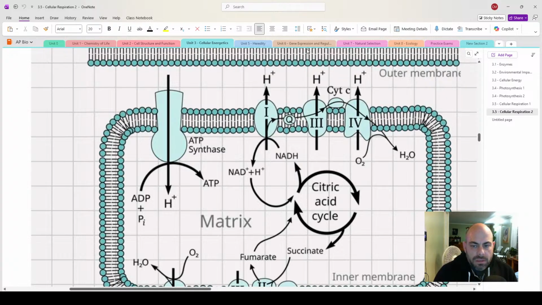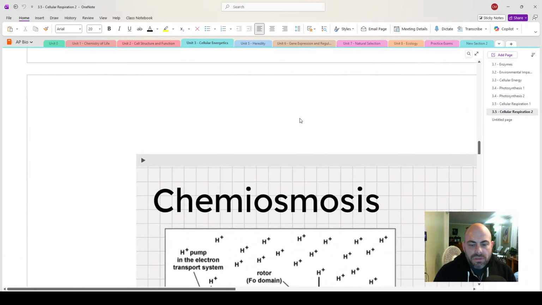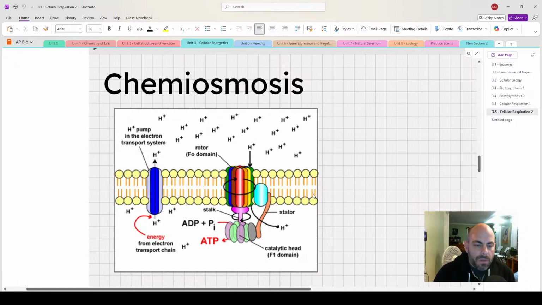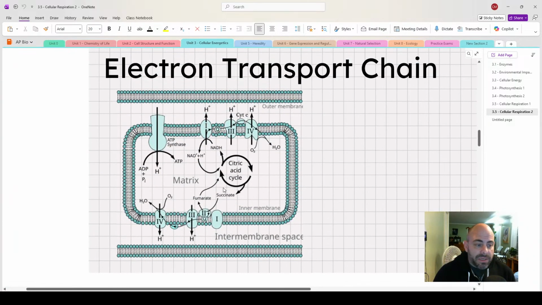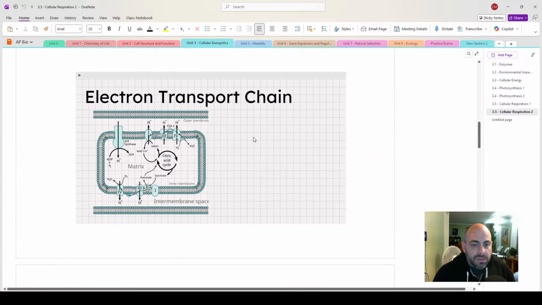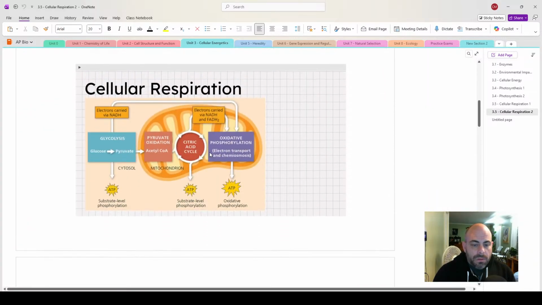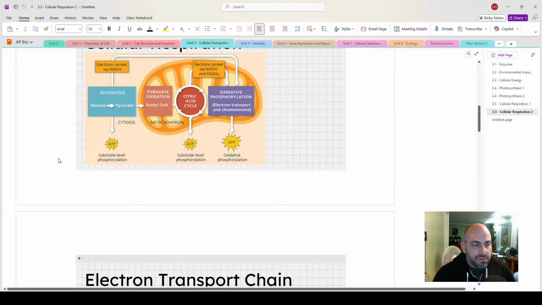This idea of a concentration gradient is called chemiosmosis, which is what you see right here. This idea of the gradient being built up and ATP being made on ATP synthase here, or ADP being phosphorylated into ATP. And that's pretty much it. But this word, chemiosmosis, is associated with that process, and oxidative phosphorylation is associated with that as well. Good question.